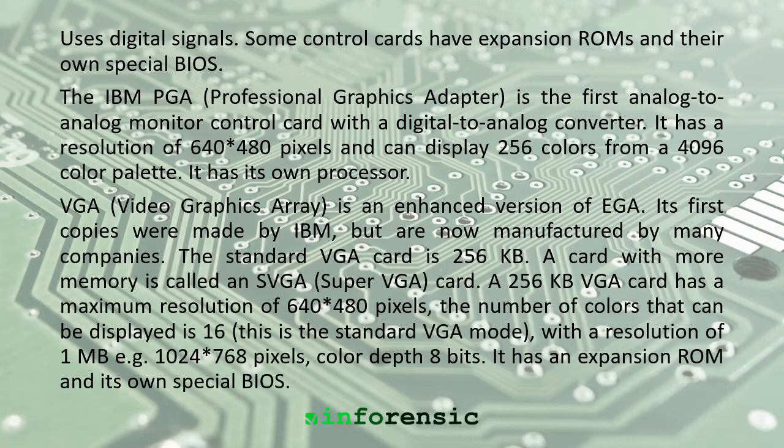The IBM PGA, Professional Graphics Adapter, is the first analog monitor control card with a digital-to-analog converter. It has a resolution of 640 × 480 pixels and can display 256 colors from a 4096 color palette. It has its own processor. VGA, Video Graphics Array, is an enhanced version of EGA. Its first copies were made by IBM, but are now manufactured by many companies. The standard VGA card is 256 KB. A card with more memory is called an SVGA, Super VGA, card.